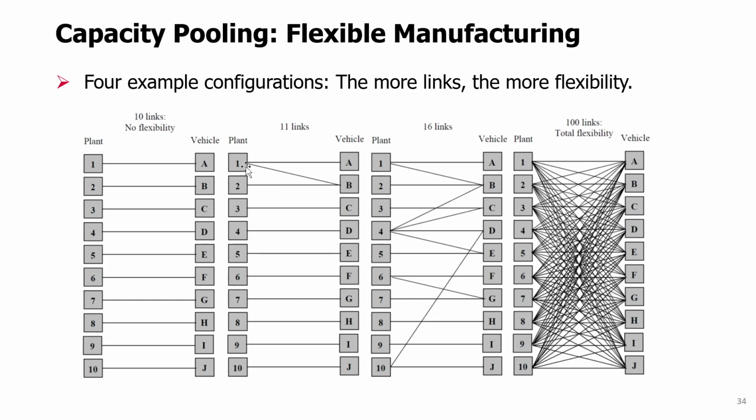We could, of course, add flexibility. So we could, for example, say, plant 1 now can also produce vehicle B. So it has minimal flexibility. We have 11 links now. Only plant 1 has a little bit of flexibility. Of course, we could keep adding those links in some random fashion. This is an example of 16 links. And if you want total flexibility, which would be the most expensive, this is the least, this is the most. With total flexibility, each plant could produce each vehicle, but this would be very expensive.